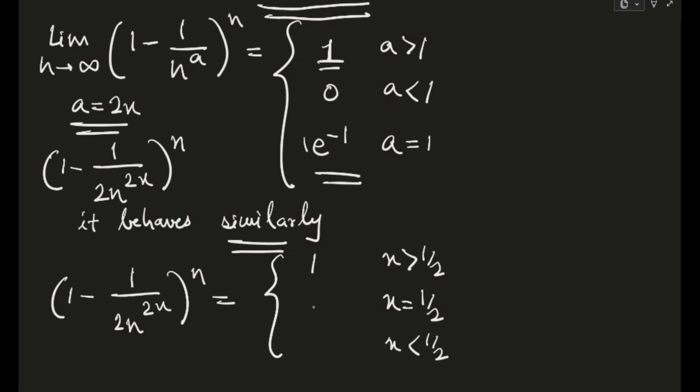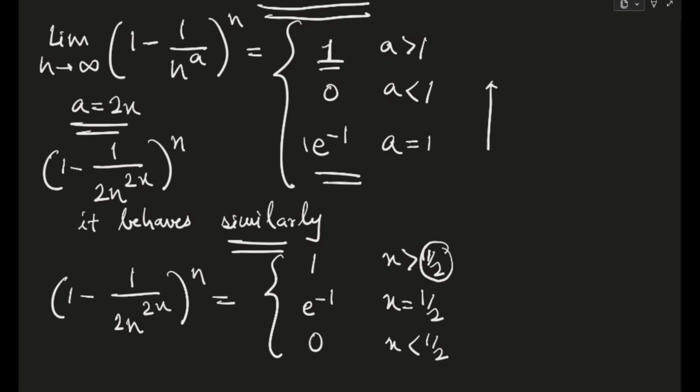This will be 1, this will be e power minus 1, and this will be 0. Okay. So actually the question was asking us at which point this thing is discontinuous. So you can see our answer has already come. It's half. And why it's half, I will explain that further.